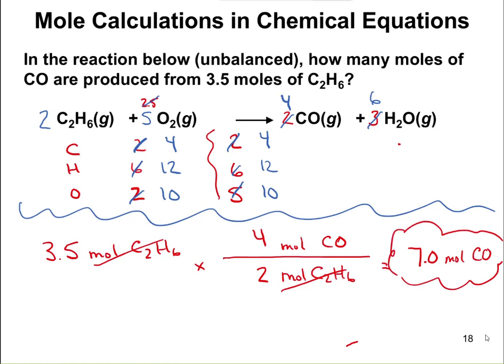So again, start with moles here, get rid of moles of C2H6 and convert it to moles of CO. Balancing your chemical equation is always going to be something you need to start with in order to be able to use these mole-to-mole conversions.